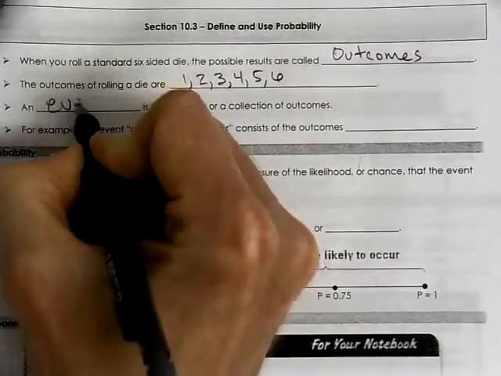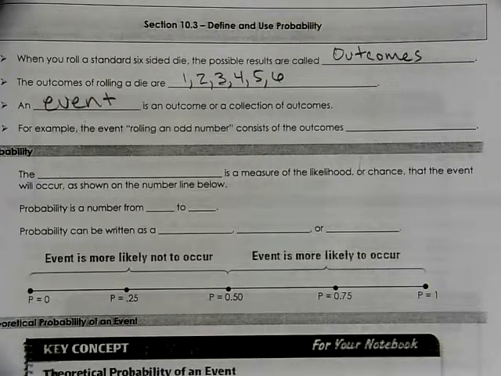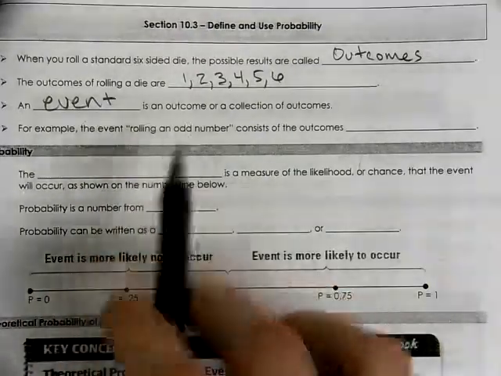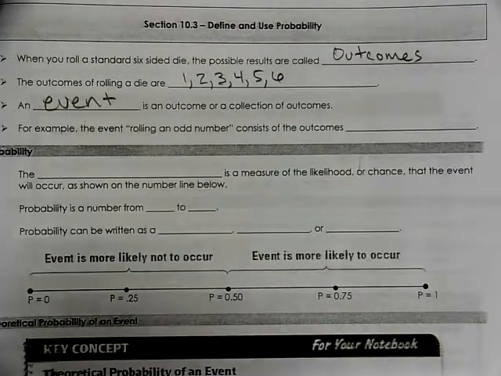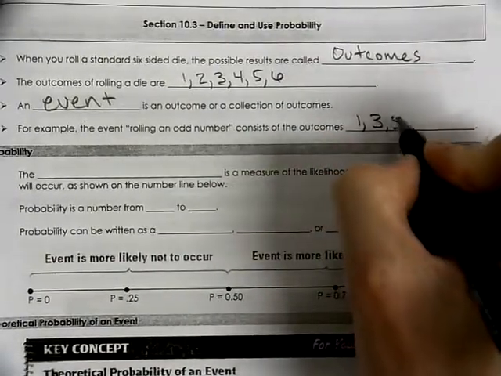An event is an outcome or a collection of outcomes. For example, the event of rolling an odd number consists of the outcomes of 1, 3, and 5.